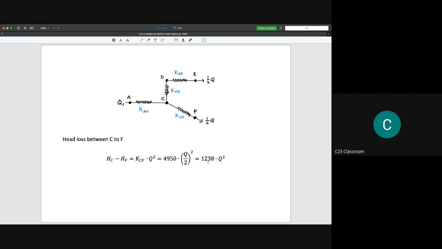And then you could calculate that it is equal to 1,238 Q square. So actually the actual number is 1,237.5, so I round it up. So I just write it as 1,238.